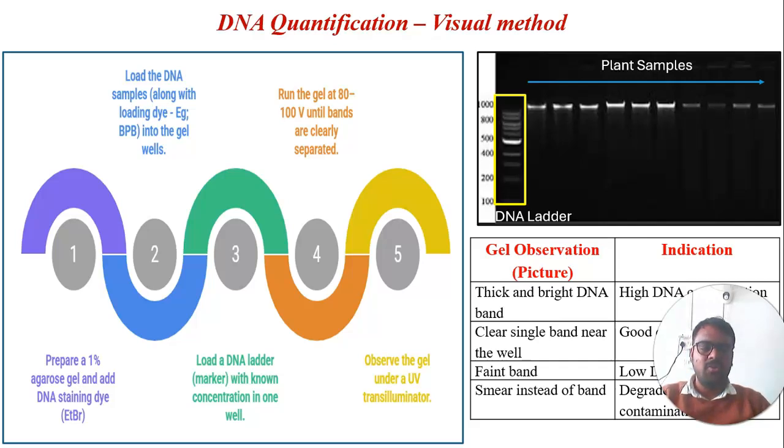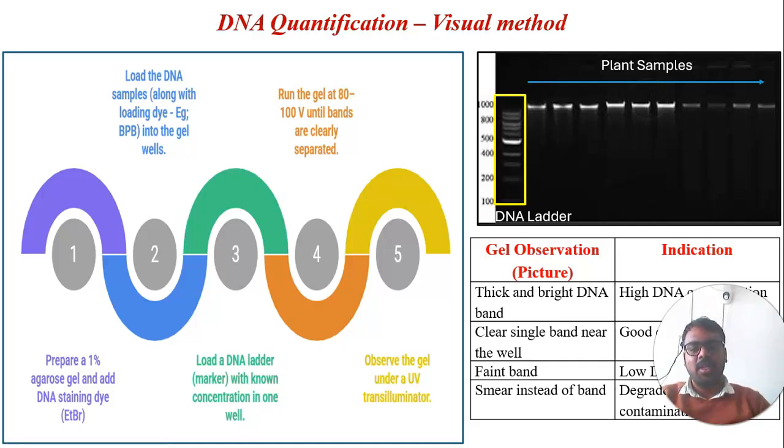So what we are going to do in this method, initially we are going to prepare the agarose gel. Usually a 1% gel is preferred in order to check the DNA quality and concentration. So we are going to prepare a 1% gel along with the dye, and then we are going to load the DNA samples into the wells. You can see here in the picture at the top right corner, the wells will be there, and then you are going to load the samples along with the loading dye.